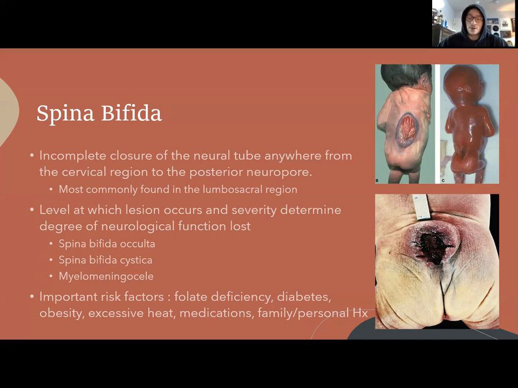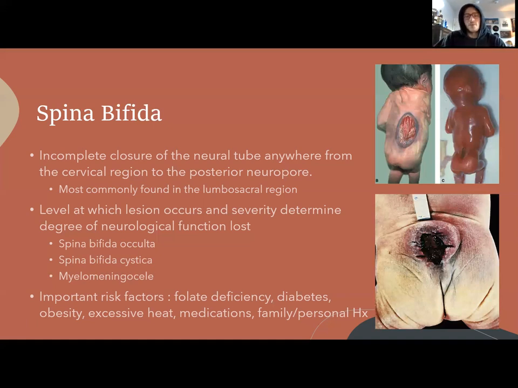These are almost all treatable. Myelomeningocele are not quite as treatable because they still do lose that neurologic function, even if we can get to it. But occulta and cystic are extremely treatable. These are the most common of the neural tube defects. They're much more common than anencephaly.